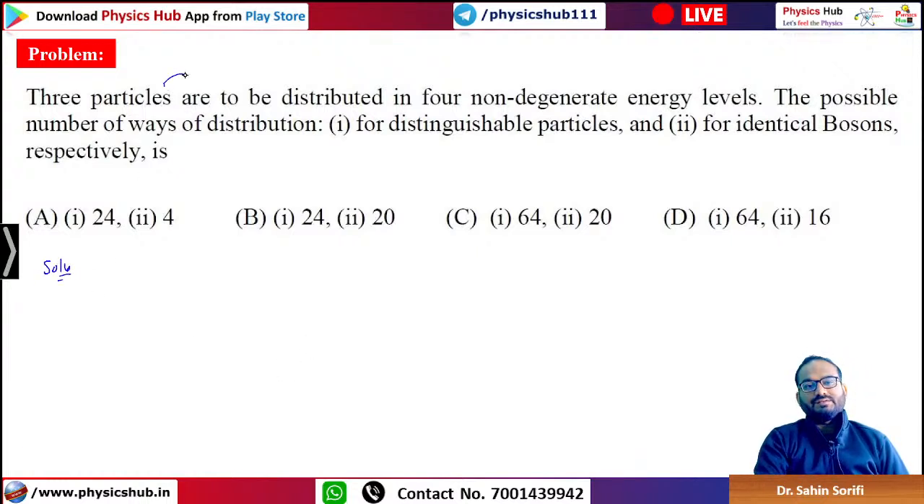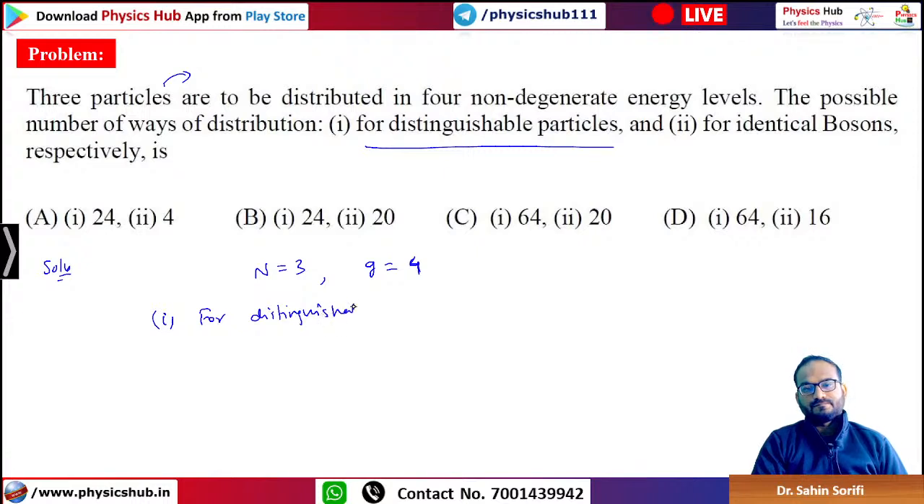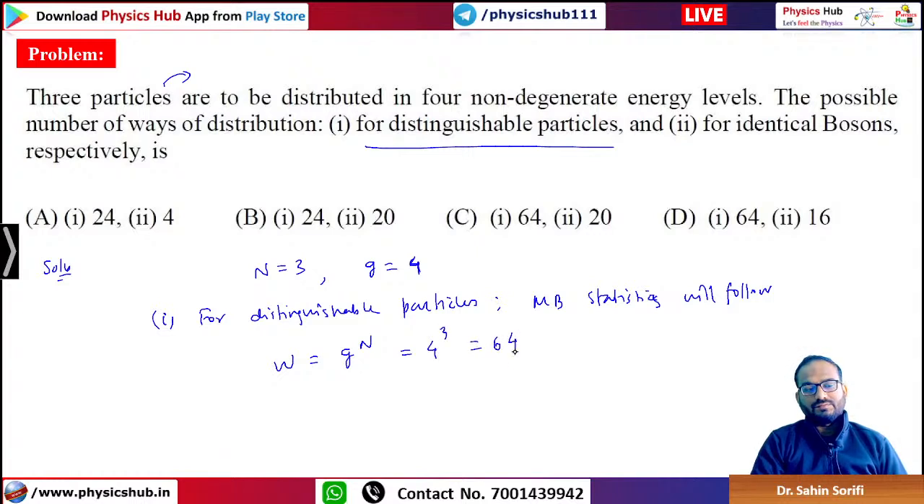We have 3 particles, so n is equal to 3, to be distributed in 4 non-degenerate energy levels, so G is equal to 4. The possible number of ways for distinguishable particles. C you are getting, very good. For distinguishable particles, it will follow MB statistics. So here the number of ways will be G to the power n. So 4 to the power 3, 64.